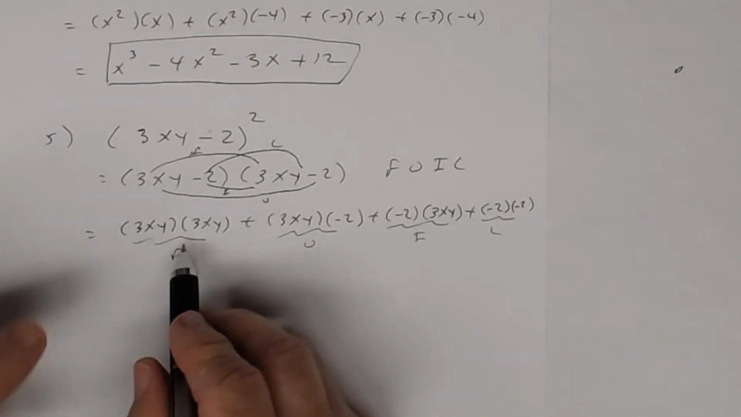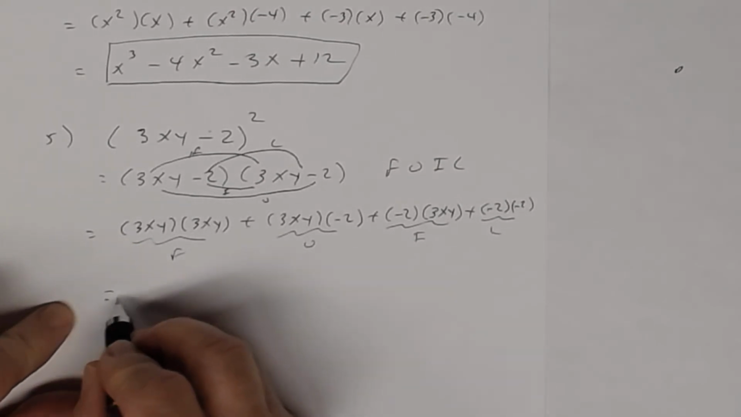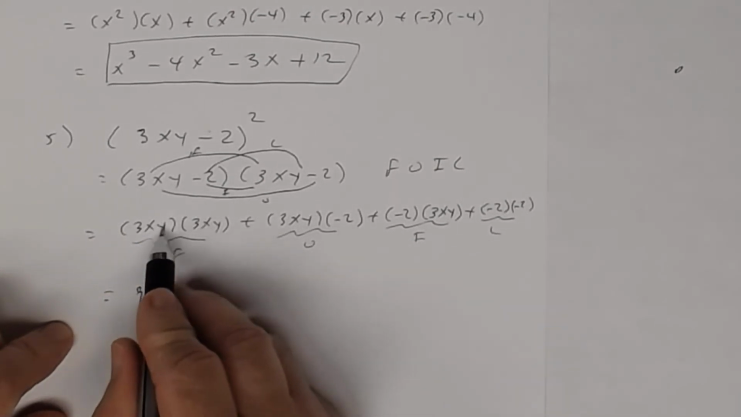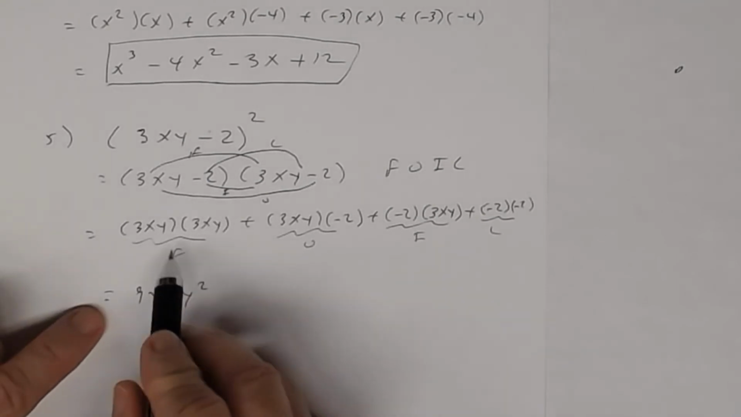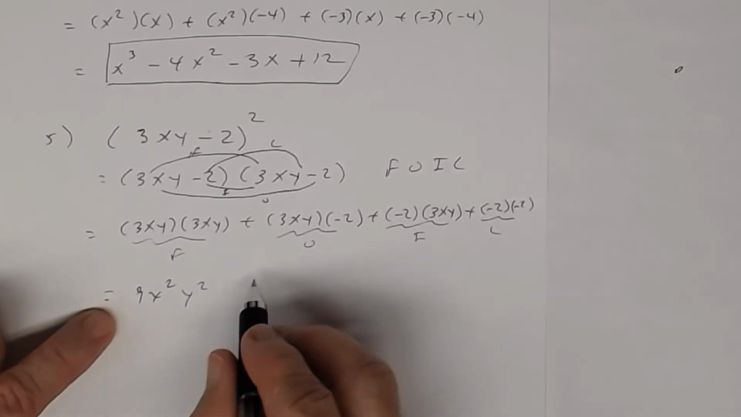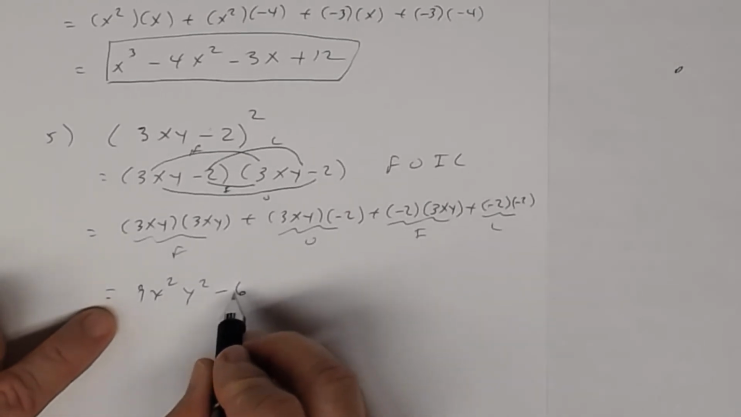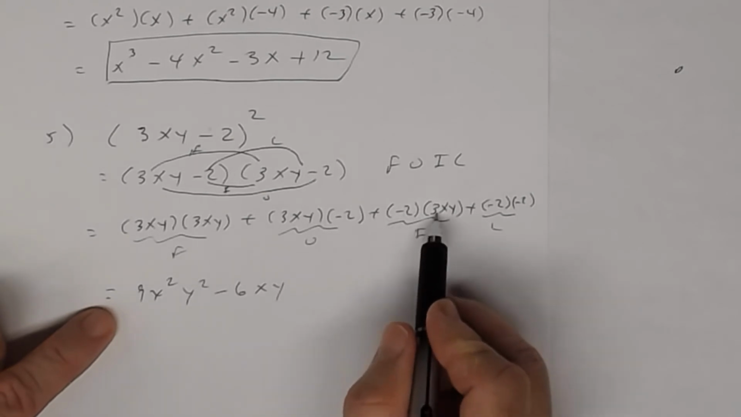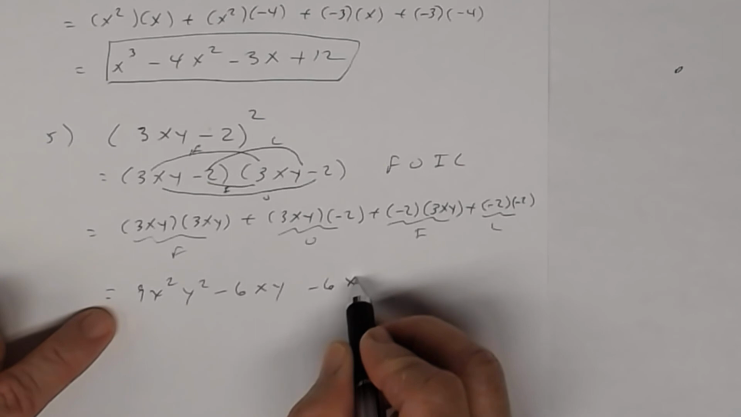Okay, let's go ahead and multiply this out. 3 times 3 is 9. x times x is x squared. y times y is y squared. So this product is this. Over here, 3 times a negative 2 is a negative 6, so you're going to be subtracting 6xy. Over here, negative 2 times 3 is a negative 6, so negative 2 times 3xy is a negative 6xy.